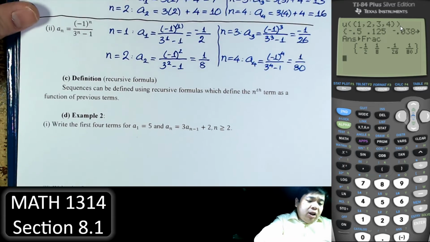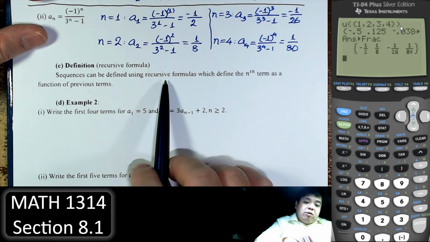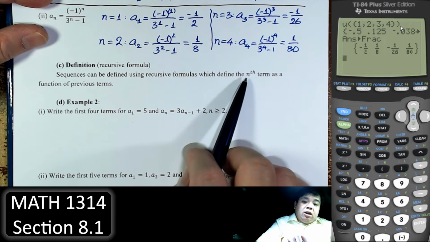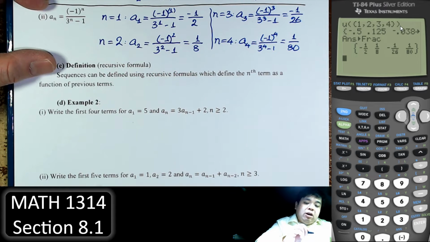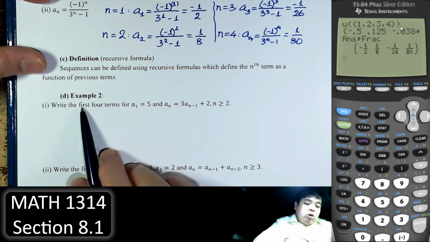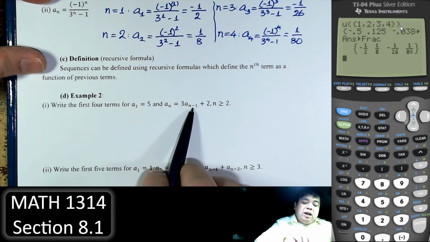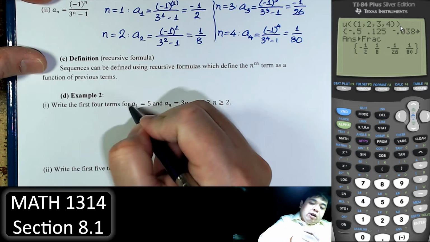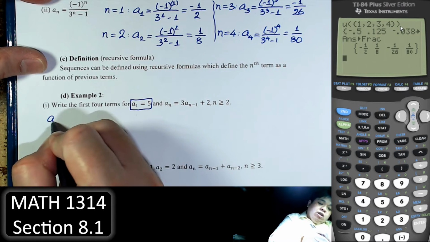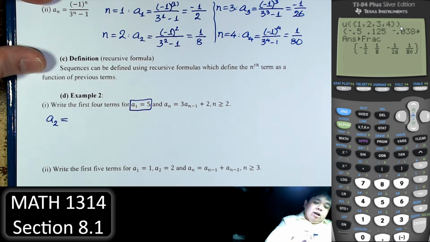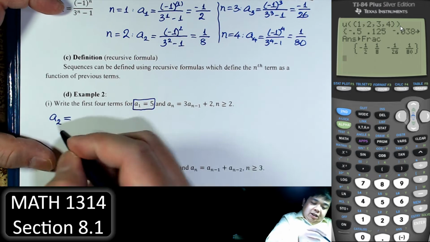Next, recursive formula. A recursive formula is a formula which defines the nth term as a function of previous terms. Now look at this. For the first 4 terms, if a1 is 5 and a sub n equals 3 times a sub n minus 1 plus 2, we know the first term is 5. So for the first 4 terms, we need to start with a sub 2. So n equal to 2, we're going to put 2 here and here.